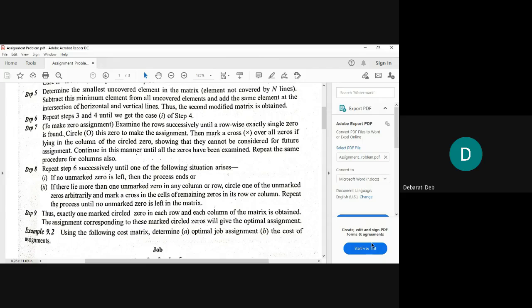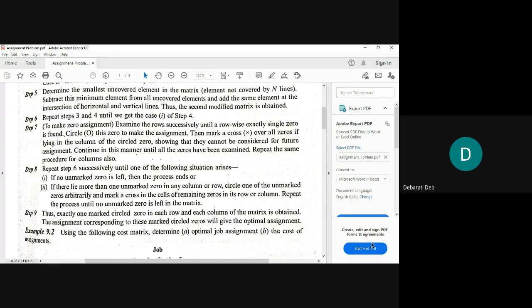Then repeat step 6 successively until one of the following situations arises. If no unmarked zero is left, then the process ends. Or if there lie more than one unmarked zero in any column or row, circle one of the unmarked zeros arbitrarily and mark a cross in the cells of the remaining zeros in its row or column. This is a rare case. This may not happen, but if it happens, suppose after marking all the zeros with a circle or a cross, you still find more than one unmarked zero in a row or column.